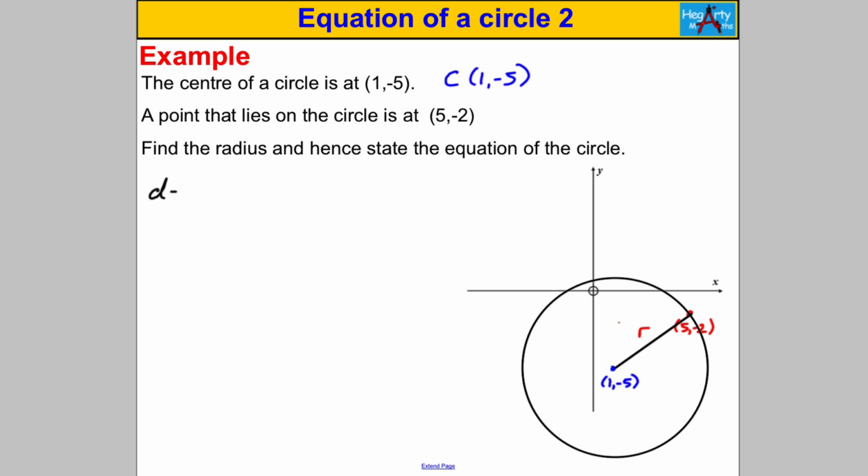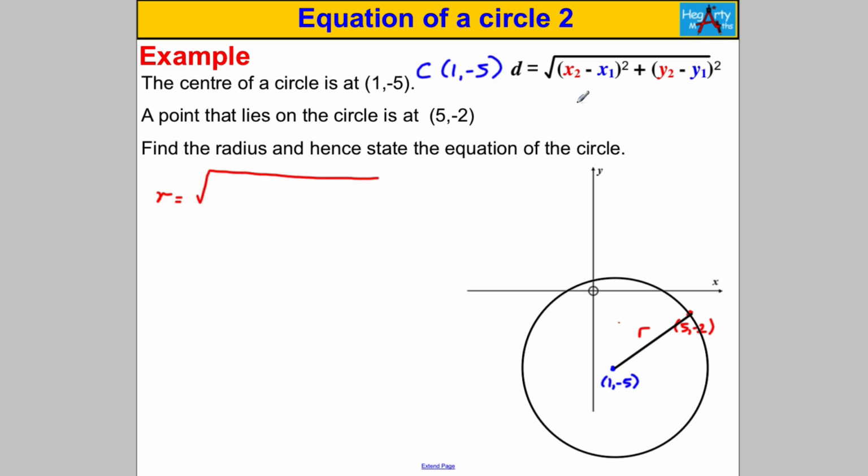Remember what our distance formula is? Our distance formula, which I could write up here, is going to equal the following. So if we want to work out the radius in this case, the radius, which is this distance, is going to be equal to the square root of x2 subtract x1 squared. Let's call these two x2, y2. So that's going to be 5 subtract 1 all squared, add -2 take away -5, so -2 subtract -5 all squared.